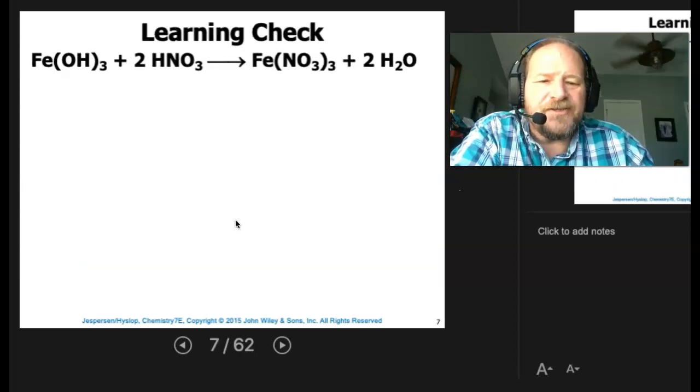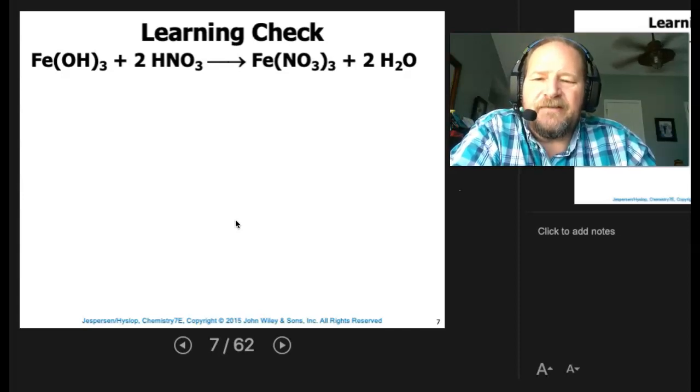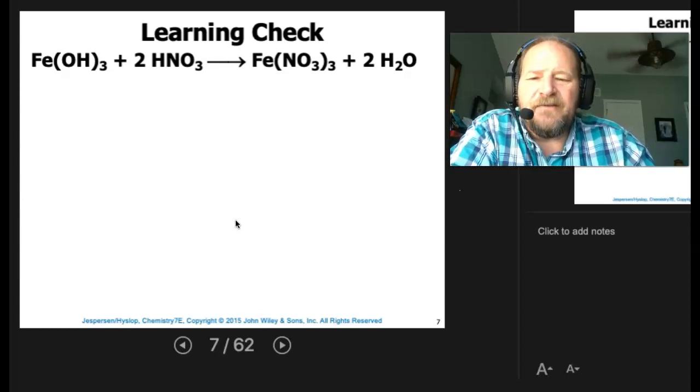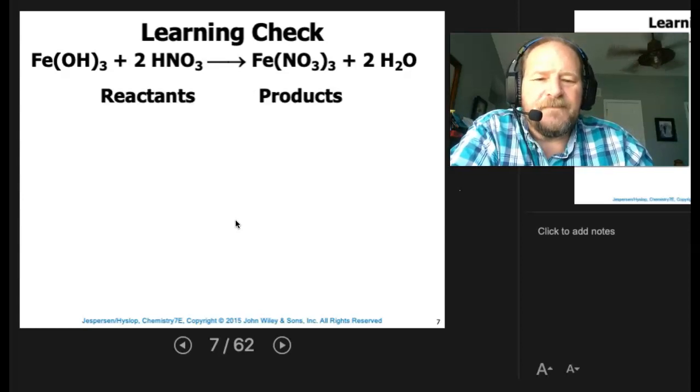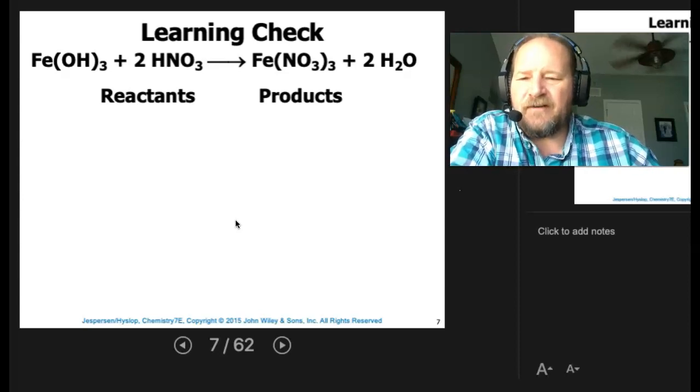All right, so learning check. Let's take iron(III) hydroxide, react it with HNO3, and we're going to produce iron(III) nitrate and water. So we have our reactants and we have our products. So the first thing we'll do is look at our iron.